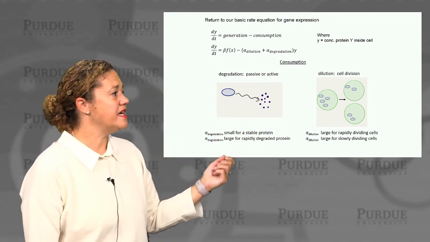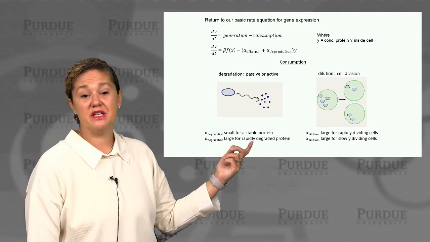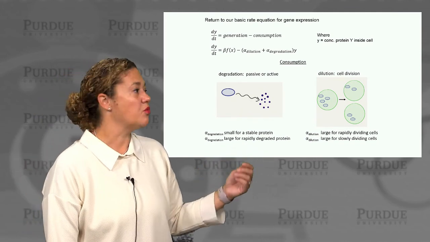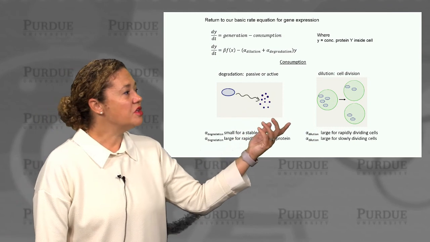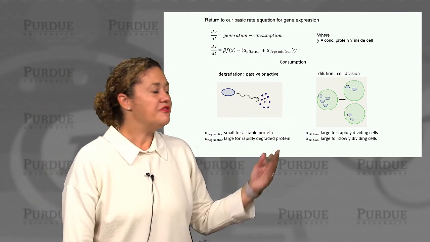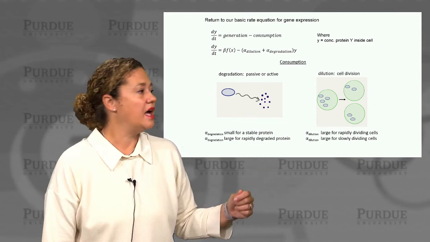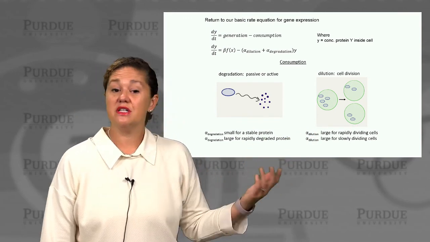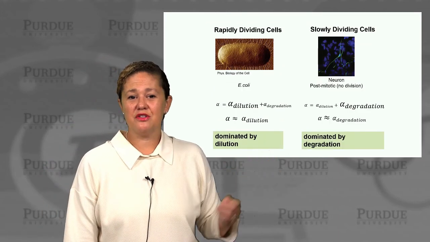So in the case of degradation, alpha degradation is going to be very small for a very stable protein, whereas alpha degradation would be large for a rapidly degraded protein. And alpha dilution is going to be large for very rapidly dividing cells, such as E. coli, and alpha dilution would be very small for very slowly dividing cells. So again, let's look at our two extremes.